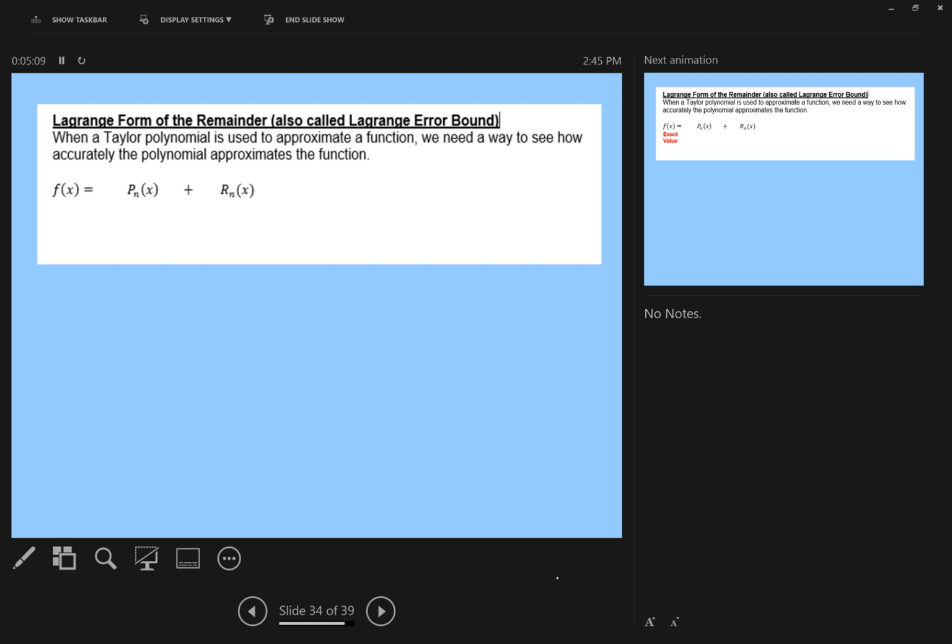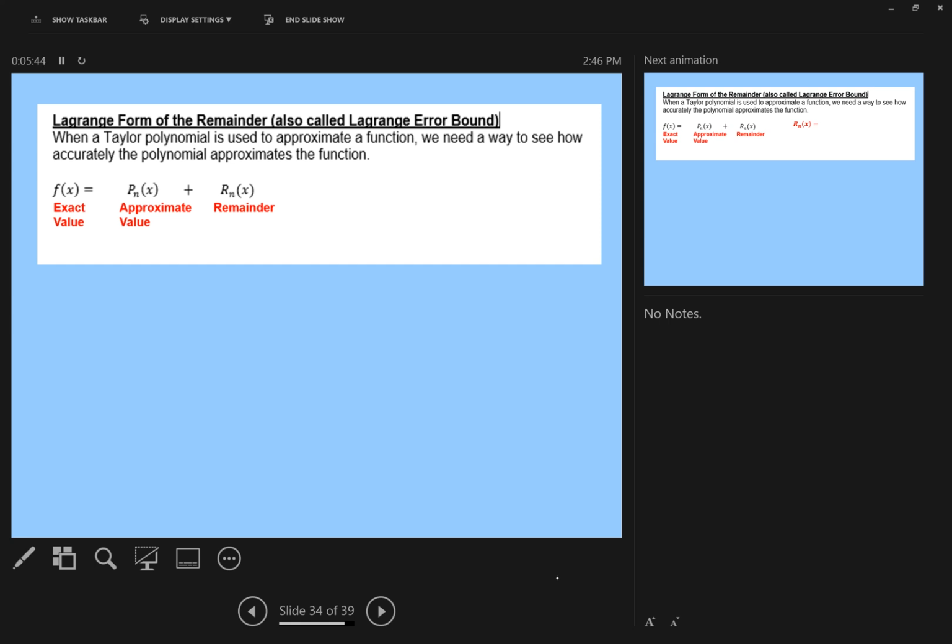All right, so when a Taylor polynomial, so when you have a finite polynomial, is used to approximate a function, we need a way to see how accurately the polynomial approximates the function. So my f of x, the actual function, is equivalent to whatever our polynomial approximate value is, plus the rest of the terms that we're not using. So if we just use that first polynomial to approximate it, then the rest of it is basically the remainder. That's how much I'm not using in my approximation.